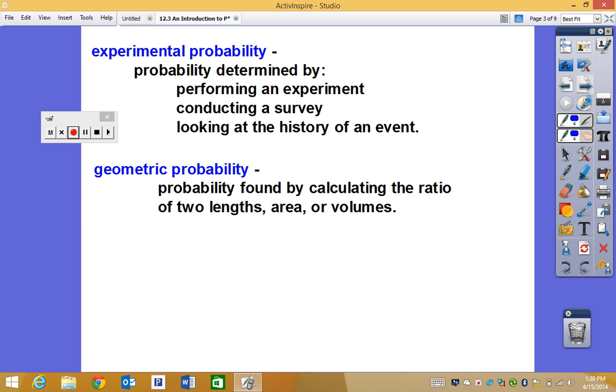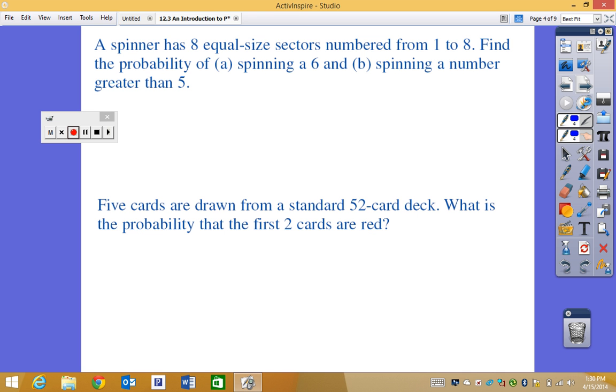Let's take a look at the difference between experimental probability and geometric probability. Experimental probability is the probability determined by performing an experiment, conducting a survey, or looking at the history of an event. For geometric probability, we're taking the probability found by calculating the ratio of two lengths, or of areas, or of volumes. Let's take a look at some examples.